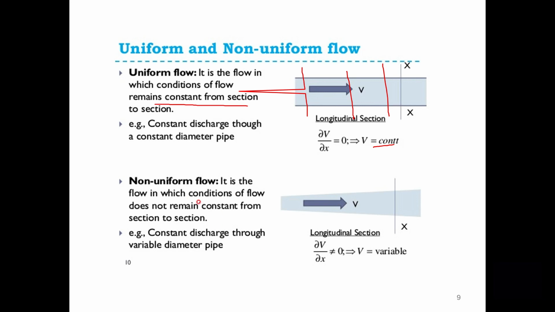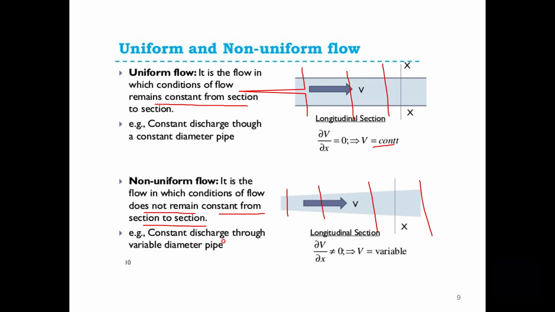Then if it is varying, that is called a non-uniform flow. It is the flow in which conditions of flow do not remain constant from section to section. It means the flow is varying, it is not the same everywhere. At section 1, 2, 3, 4, wherever you take, the flow is changing at every section. That is what we call a non-uniform flow.